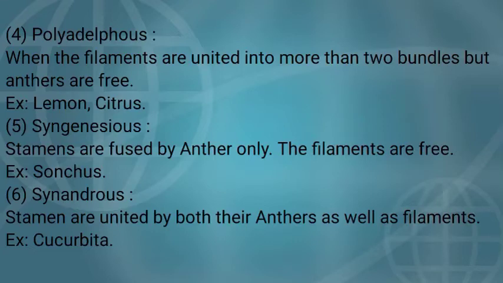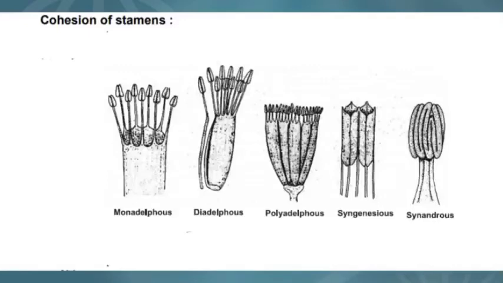In this condition, all the stamens are united by both their anthers as well as filaments. Example, Cucurbitaceae family plants like Cucumis and Cucurbita. Let's see the diagrammatic representation of cohesion of stamens.